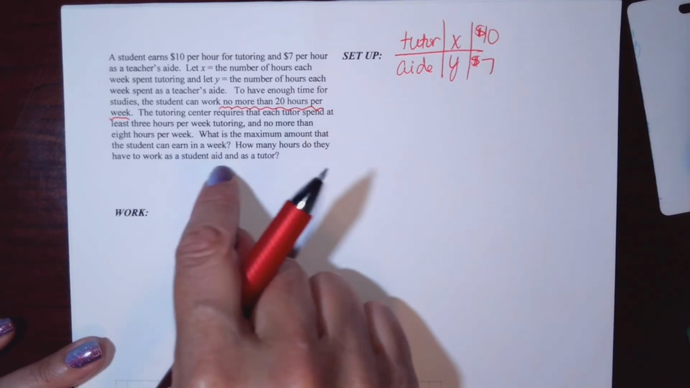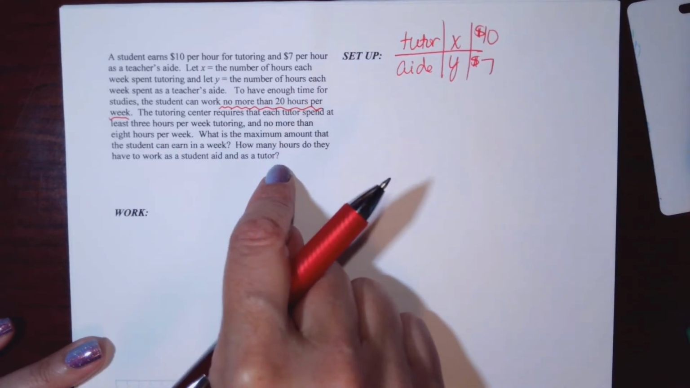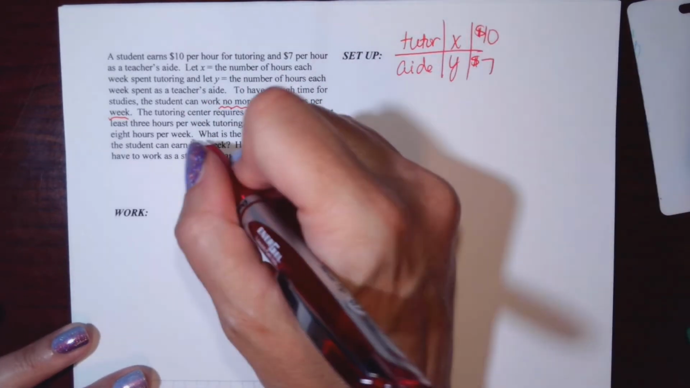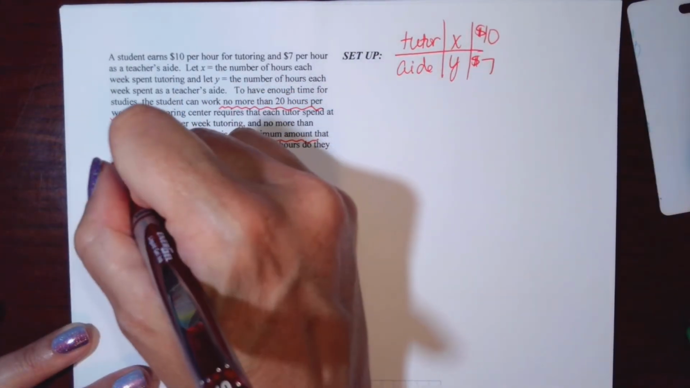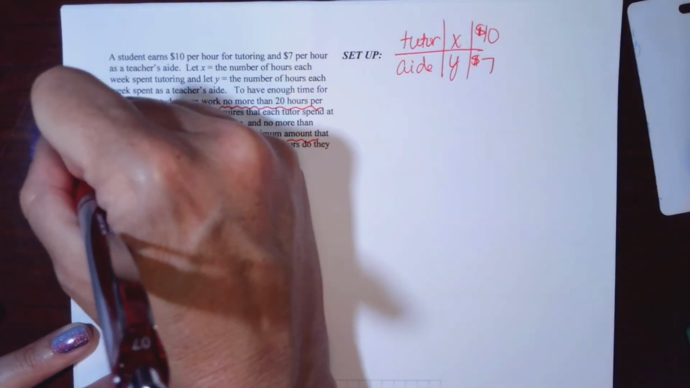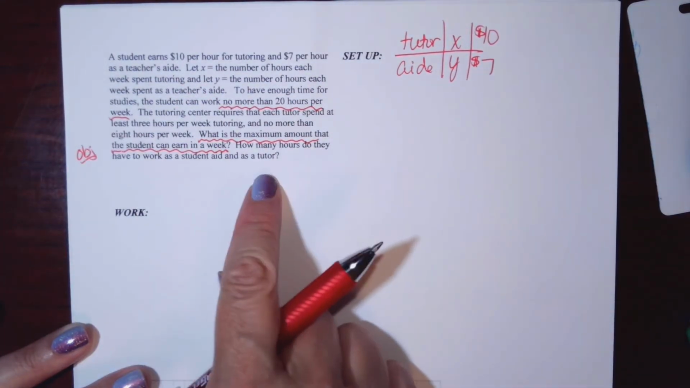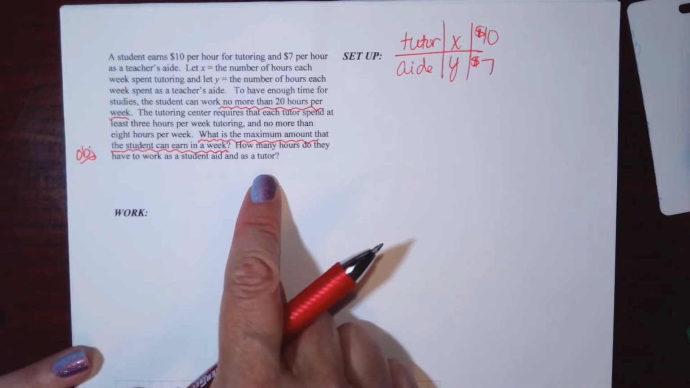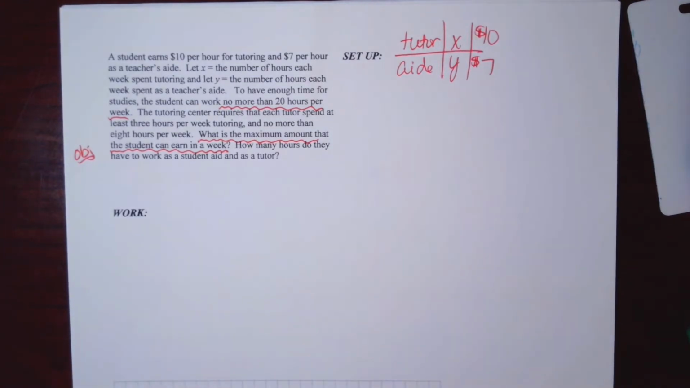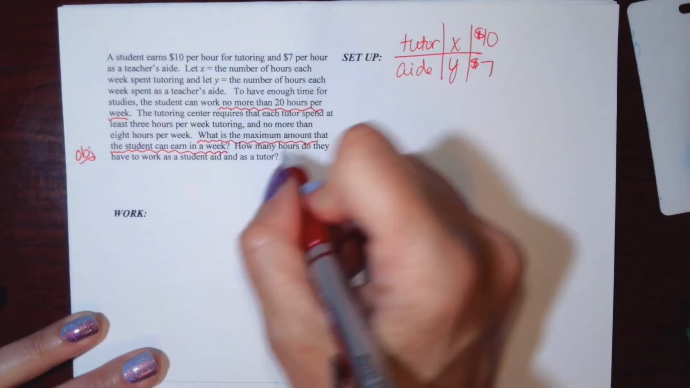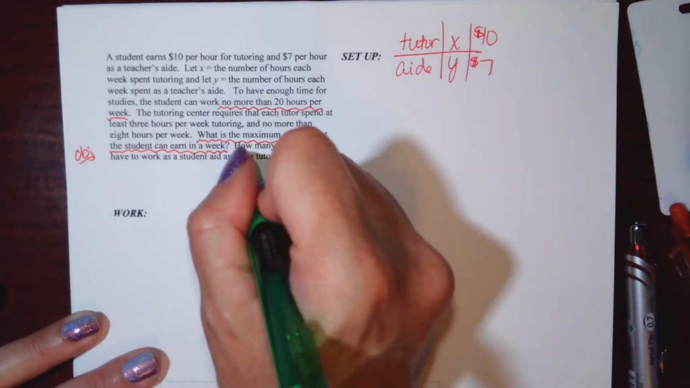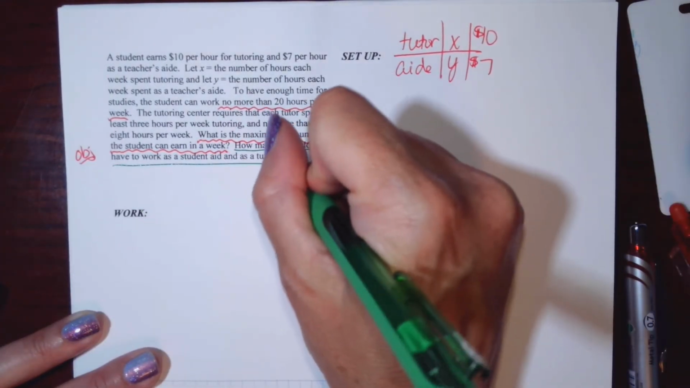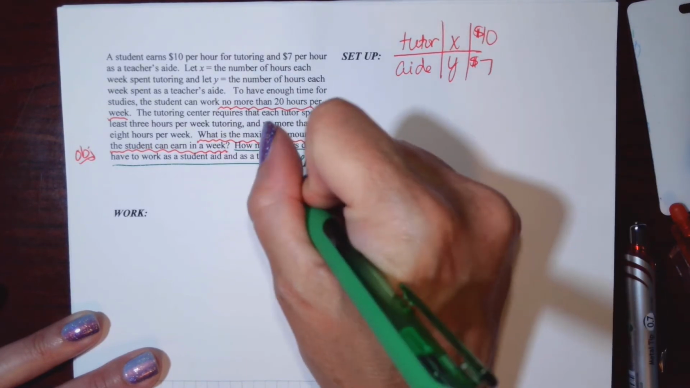How many hours do they have to work as a student aide and a tutor? Okay, so we are being asked to maximize the amount that the student can earn. That's going to be my objective. This last question really asks me to interpret my outcome, my maximum value. How many hours would they work to get that maximum amount of money? How many hours would they work as aide and how many hours as a tutor. So this bit is asking me to interpret my solution.